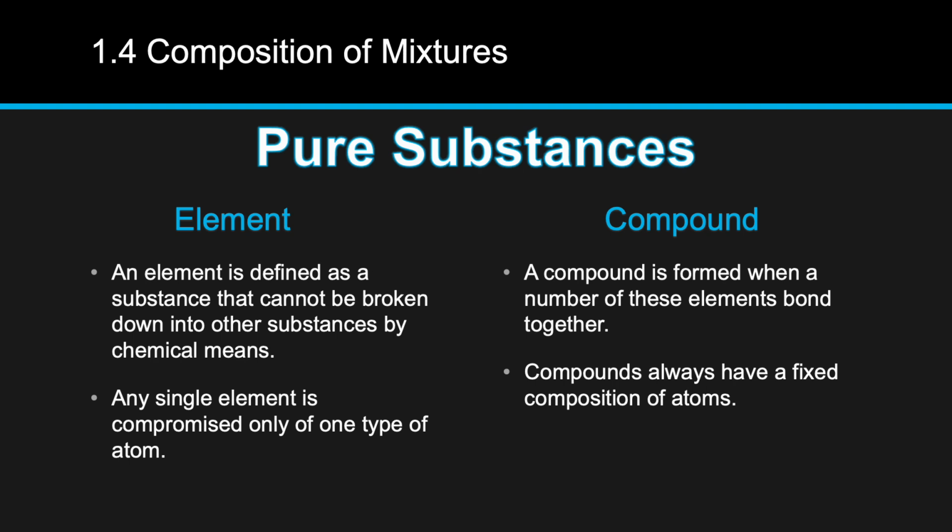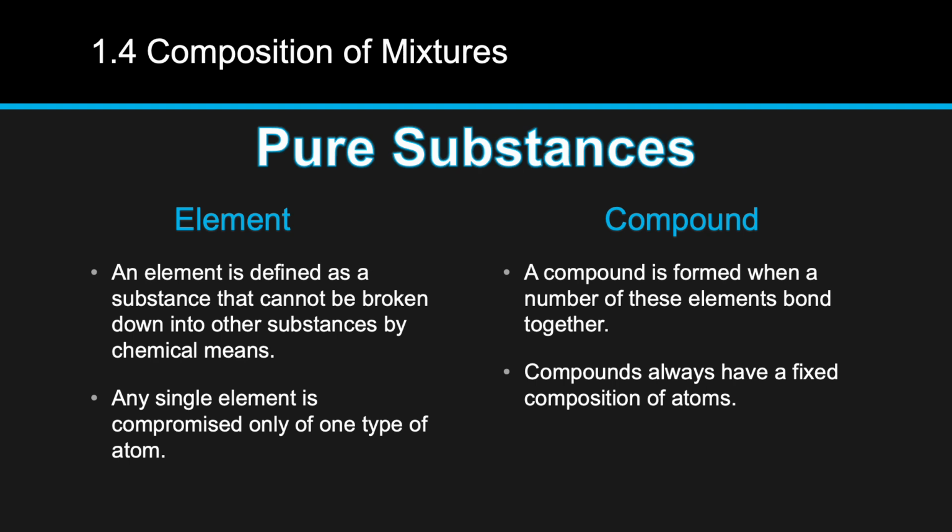Before we go into mixtures, let's talk about what pure substances are. Pure substances come in two forms, elements and compounds. Elements are made up of just one type of atom. So for example, if you had a sample of gold, all you have is gold atoms. If you're looking at a sample of oxygen gas, the only thing in there is oxygen atoms.